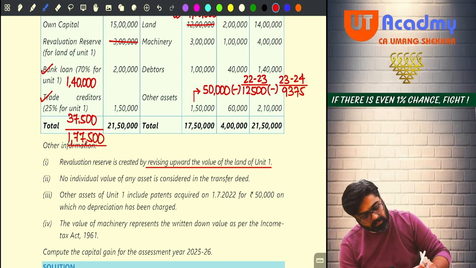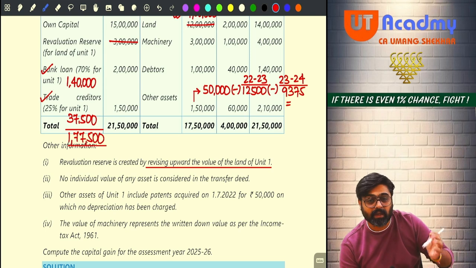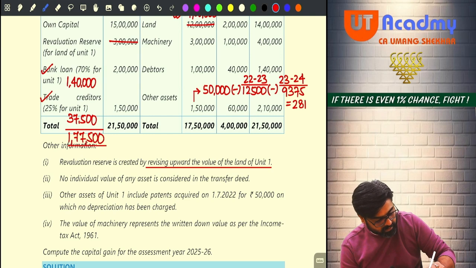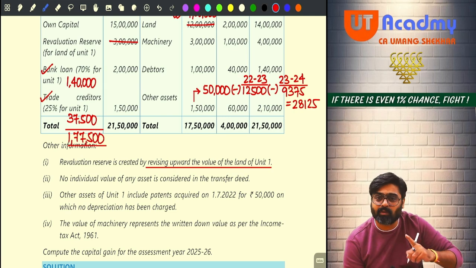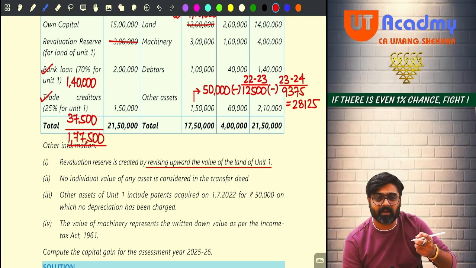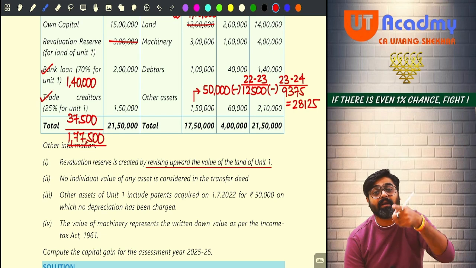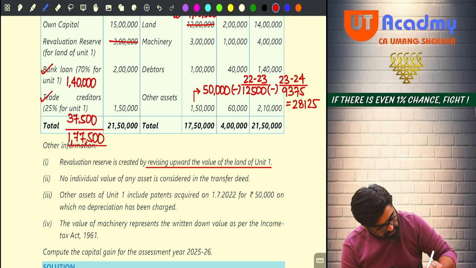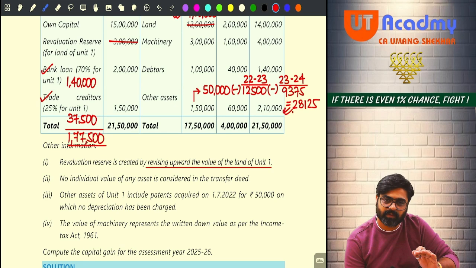Now, can you tell me what was the value of patents as on 31st March immediately prior to the slump sale? WDV was 28,125. Did you all get this amount? So for the patent, I'm not supposed to take 50,000 because that was a depreciable asset. On that I would have claimed the depreciation. After claiming the depreciation, whatever was the WDV for PGBP, I will take this WDV for the net worth calculation. Please remember this, guys. So this was the only catch in the question. Otherwise the question was very easy.